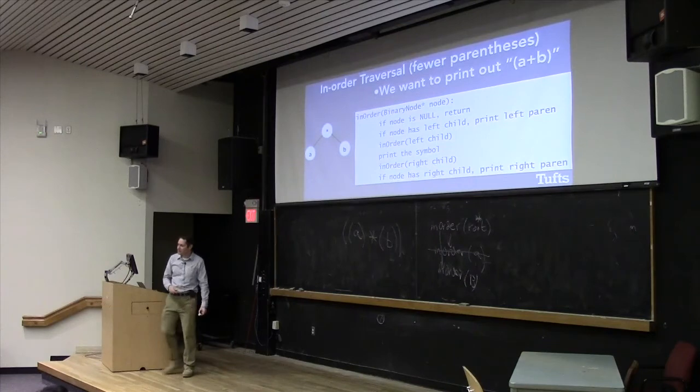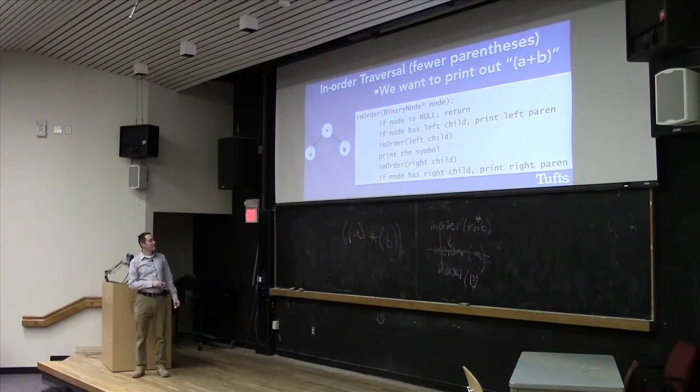Let's say we didn't want to print those extra parentheses. Right? These ones are really stupid, the ones just around the characters, those are kind of dumb. We can get rid of those just by putting a little check in there to say, if the node has a left child, that's when you print the left parentheses.